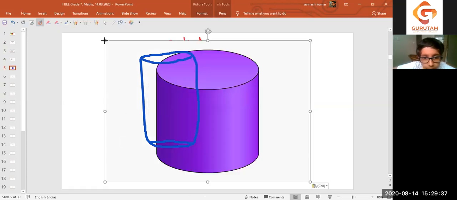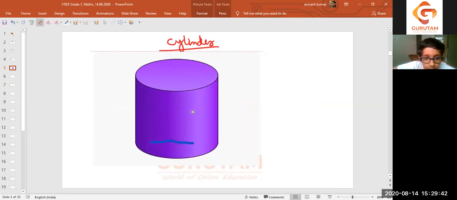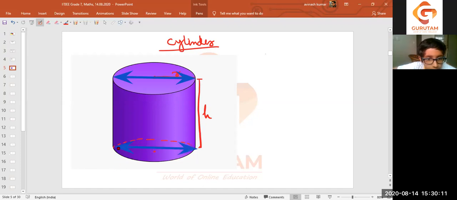This is a solid cylinder. In this solid cylinder, you can see the radius, and this is the height of the cylinder. And this is the diameter. At the bottom also you will find a circle, with the diameter there as well.